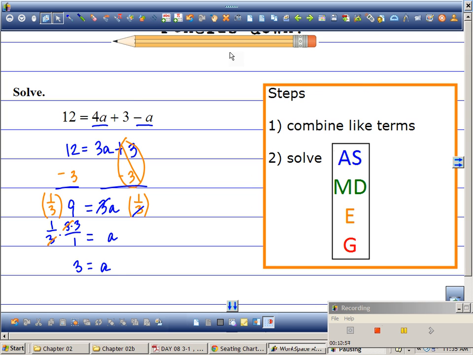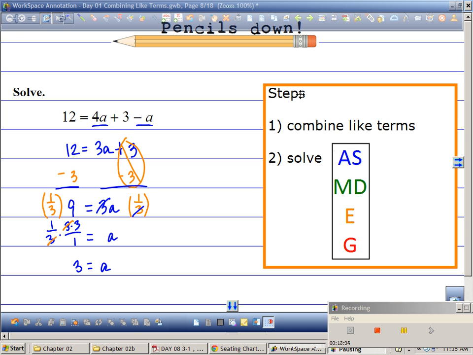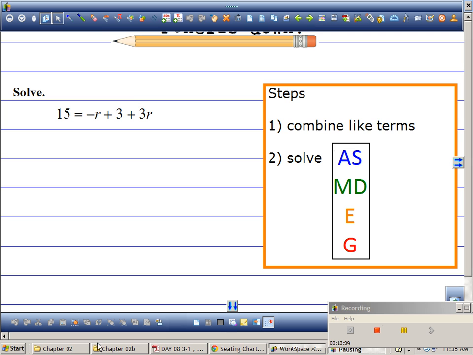My steps again are exactly the same. Combine like terms and solve by undoing GEMDAS. Questions on this one? Everybody's good? Okay, one more on my terms, and then you guys will practice one together.